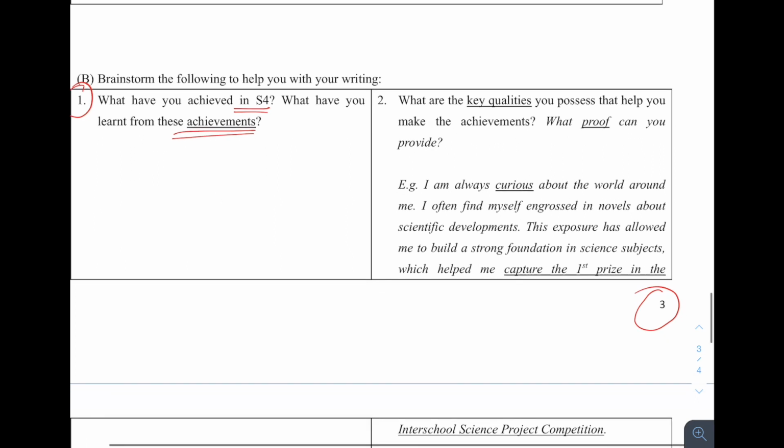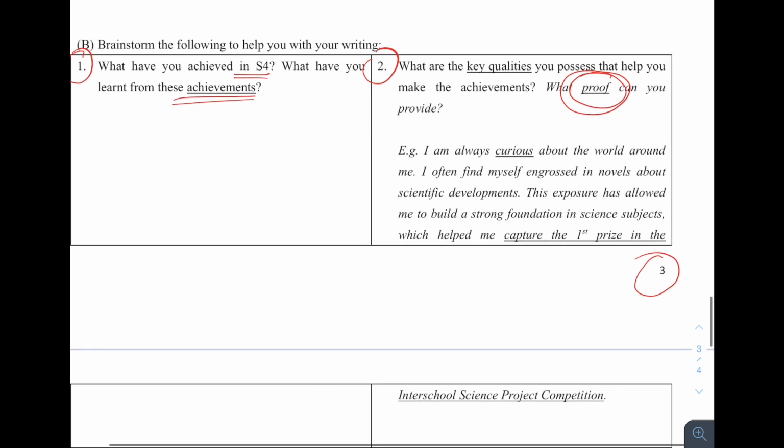And the second one, what are the key qualities you possess that help you make the achievements? What proof can you provide? So proof is very important. Don't just say that you're hardworking. Give me some proof, okay? Don't just tell me you're smart. Tell me the awards you have, or your performance in exams, things like that.